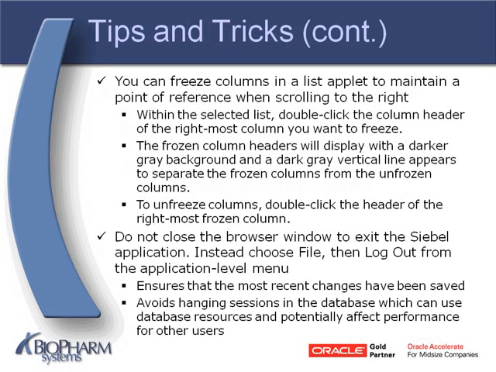You can freeze columns in a list applet to maintain a point of reference when scrolling to the right by double-clicking the column header of the rightmost column you want to freeze. To unfreeze, you simply double-click again to unfreeze columns.